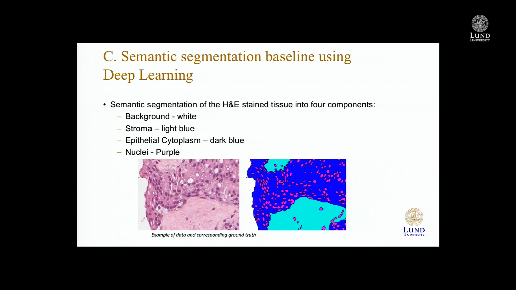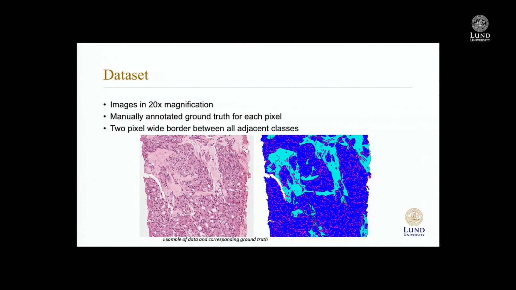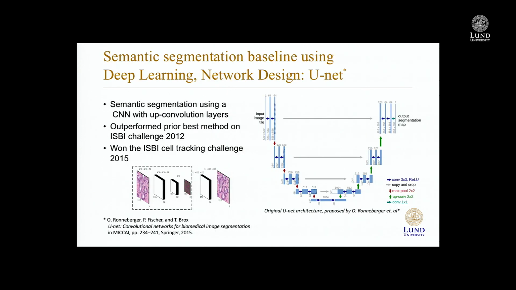So we did some research on trying to do that. We manually annotated some images to get some ground truth. We allowed for a 2-pixel wide border between different classes, so slight errors in where the classes begin and end shouldn't matter as much. And then we tried different architectures for doing this so-called semantic segmentation.